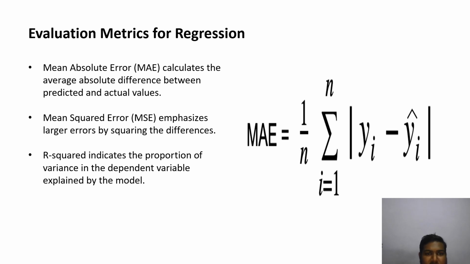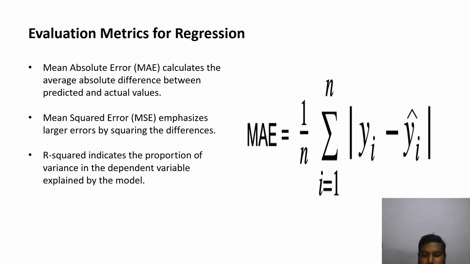Mean absolute error calculates the average absolute difference between predicted and actual values. Next, mean squared error emphasizes large errors by squaring the difference. Next, R squared indicates the proportion of variance explained by the model.